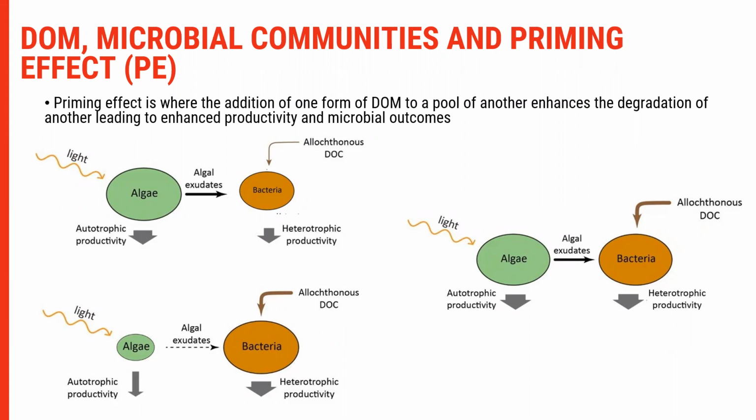Another one where we get higher allochthonous, so higher terrestrial input into our freshwater, you get higher bacteria, higher heterotrophic productivity or respiration, and the algae signature is not as strong. But when we get the mixture of the two, we might get enhanced productivity outcomes for both the autotrophic and the heterotrophic pathways. And I'll give you some examples of that as I talk.